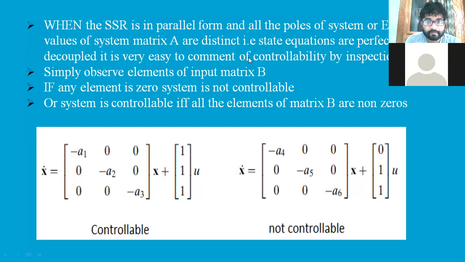Let us see this. When the state space representation is in parallel form and the diagonal elements, or eigenvalues, are distinct, it is very easy to comment on controllability or observability, because the equations are perfectly decoupled. What should we do there? Simply observe the elements of the matrix.